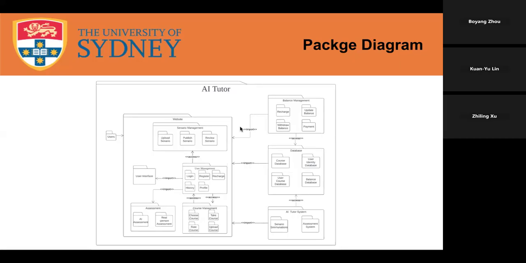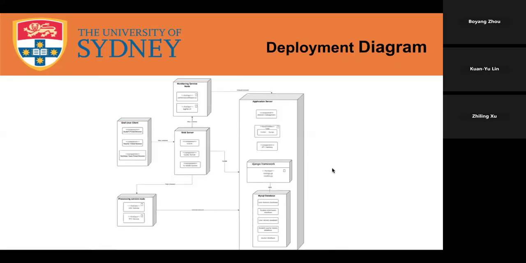And next page. In the deployment diagram, the user client node has three portals: student, teacher, and technical team. The monitoring service node includes performance reports and the log file. The web server includes Oracle, cache server, and AI model service. The processing service node includes ASR for speech to text and TTS for AI feedback to speech, communicating with the application server over an internal network.